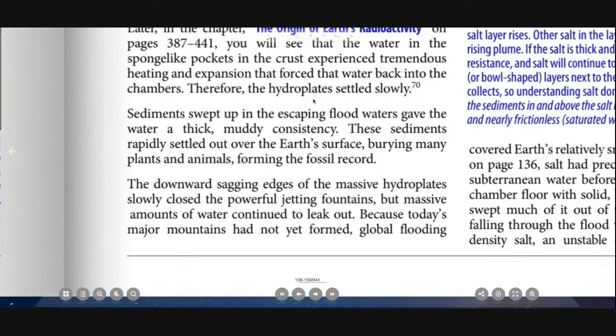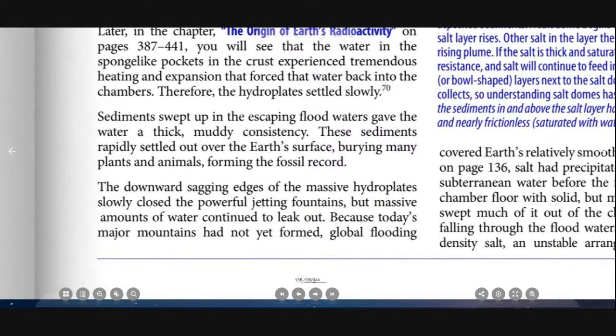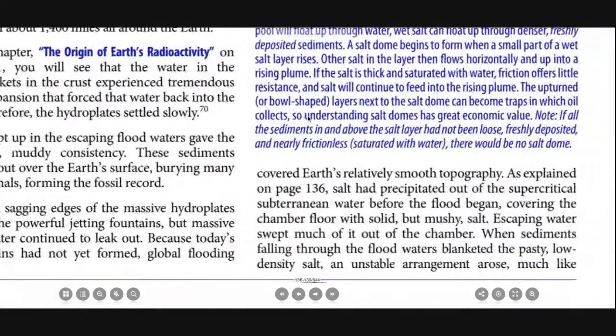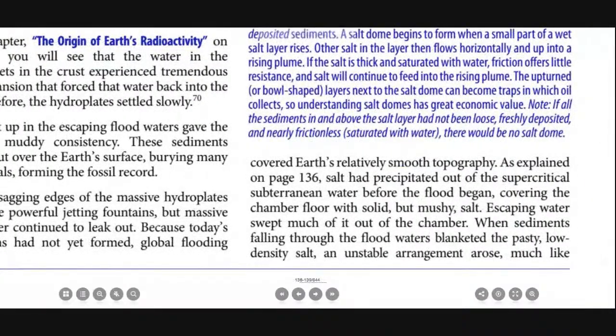The downward sagging edges of the massive hydroplates slowly closed the powerful jetting fountains, but massive amounts of water continued to leak out. Because today's major mountains had not yet formed, global flooding covered Earth's relatively smooth topography. As explained on page 136, salt had precipitated out of the supercritical subterranean water before the flood began, covering the chamber floor with solid but mushy salt. Escaping water swept much of it out of the chamber.